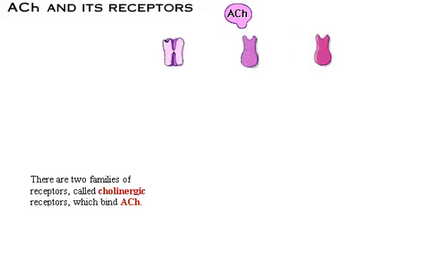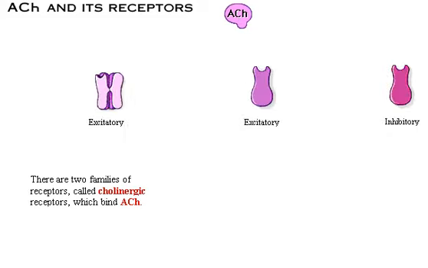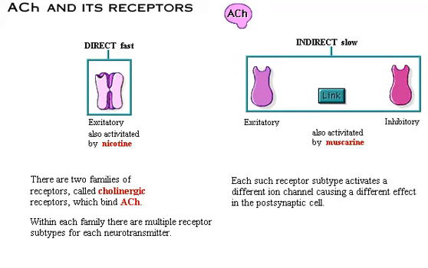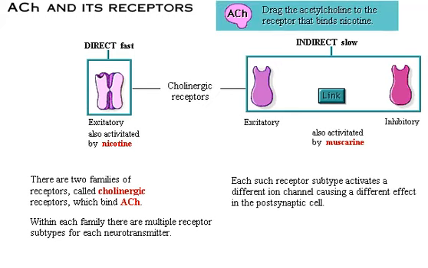Receptors that bind acetylcholine are called cholinergic receptors. There are two families of cholinergic receptors. One family is also activated by the chemical nicotine, and the other family is also activated by the chemical muscarine. Within each family, there are multiple receptor subtypes for each neurotransmitter. Each subtype may have a different effect in the postsynaptic cell. Drag the acetylcholine to the receptor that binds nicotine.